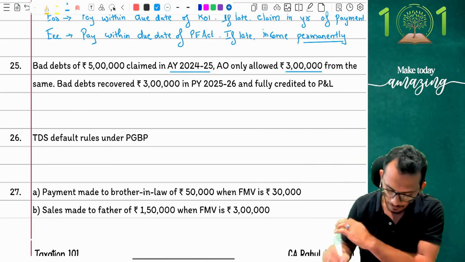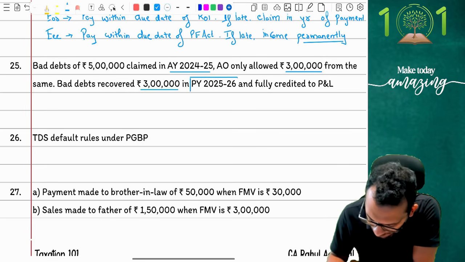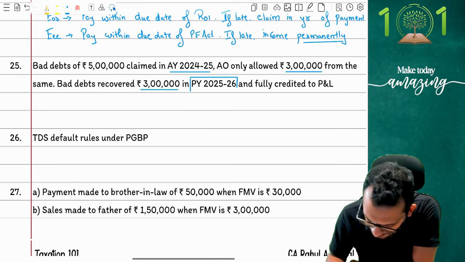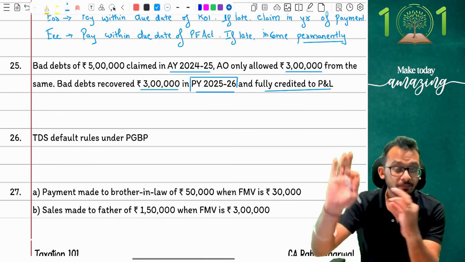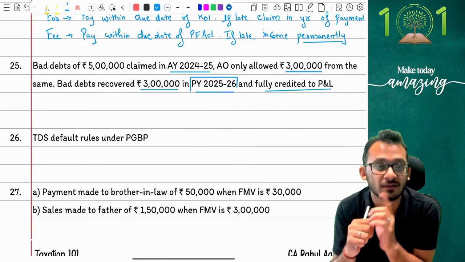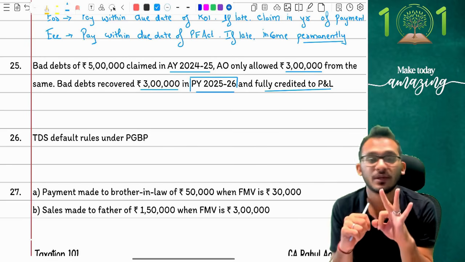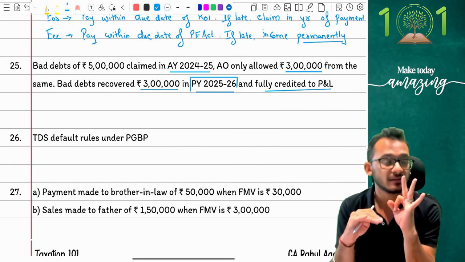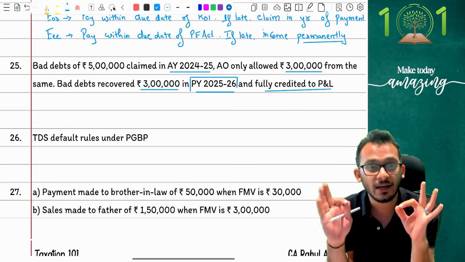Now look carefully. Question says, bad debts recovery is 3 lakh rupees in 25-26. In the current year, I have a bad debt recovery of 3 lakh rupees, which means now what is going to happen? You have a bad debt recovery, you're going to put it in P&L, obviously. At this stage, you're going to play your game very smart. You're going to tell the officer, my dear officer, this year I had a bad debt recovery of 3 lakh rupees. I technically should have taxed the 3 lakh rupees, but I remember that you did not give me the 2 lakh rupees deduction in that year. So I am not going to let go.